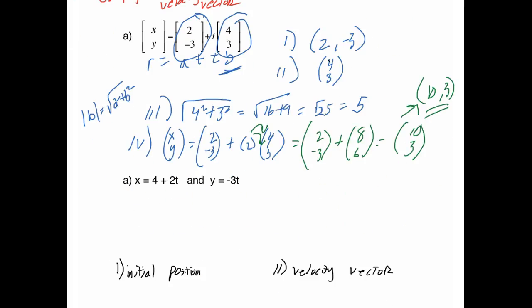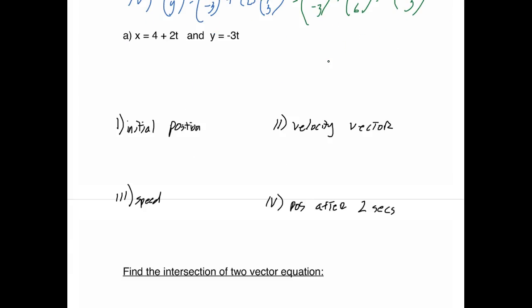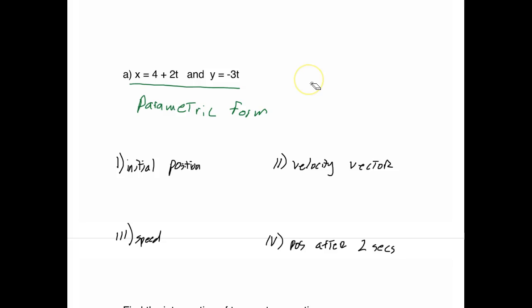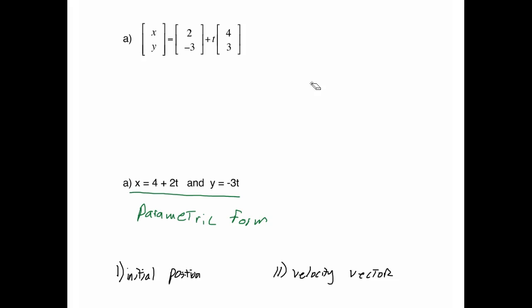Let's do another example like this. So down here, the first thing you should notice is that this is in a very different form than the last one. This is called a parametric form. Now, something to be scared of. Parametric form is actually very simple. So if we scroll back up here, parametric form is just the vector equation forms broken up.